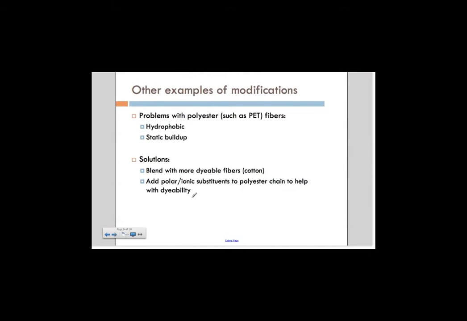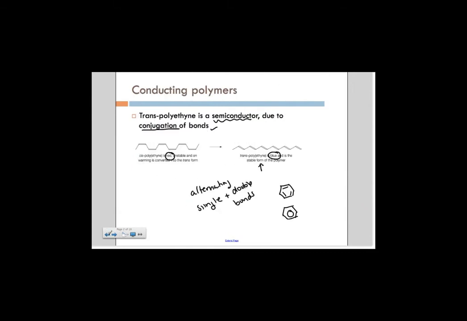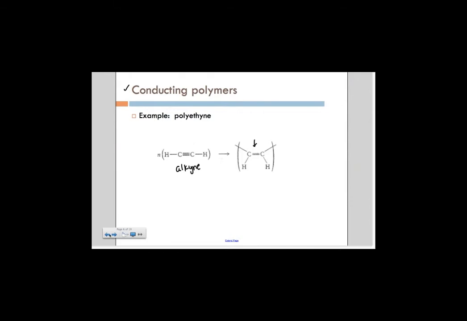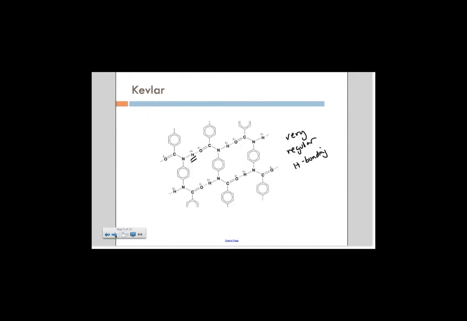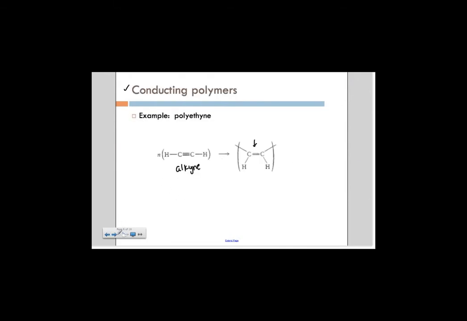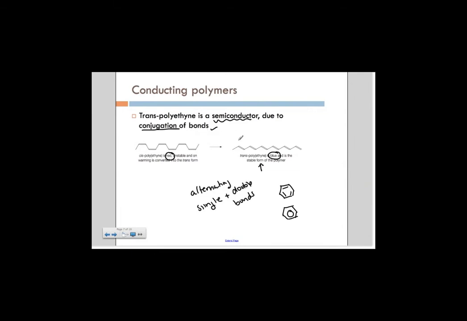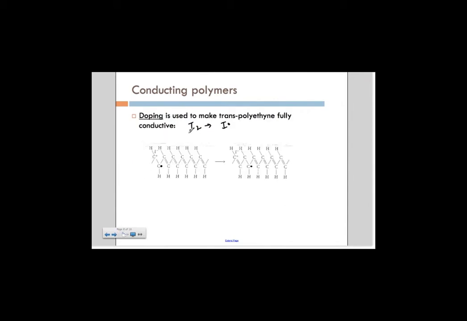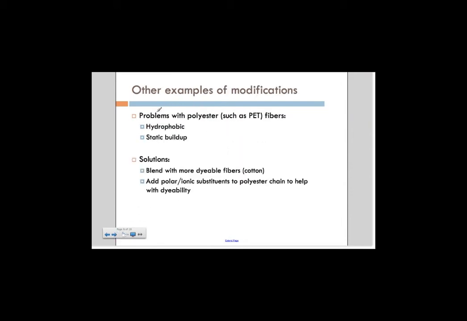Okay, I do want to hit just a couple other examples of modifications. In the previous examples, our Kevlar example is really just all about structure-function relationships. This is also conducting polymers, also a discussion of the relationship between structure and function, but there is some modification going on here. We're adding iodine to increase conductivity of these polymers. Here are some other modifications you can make with polyester.